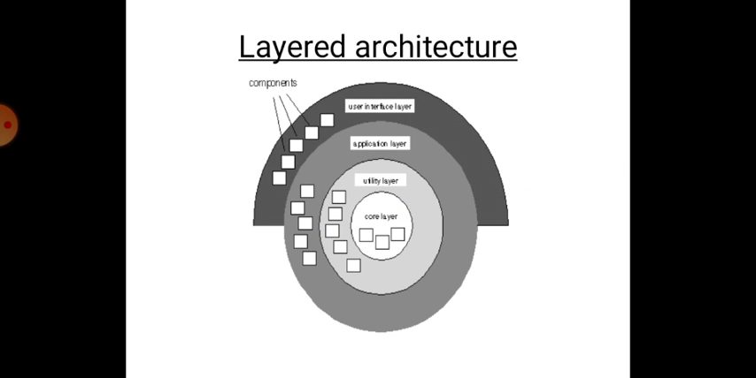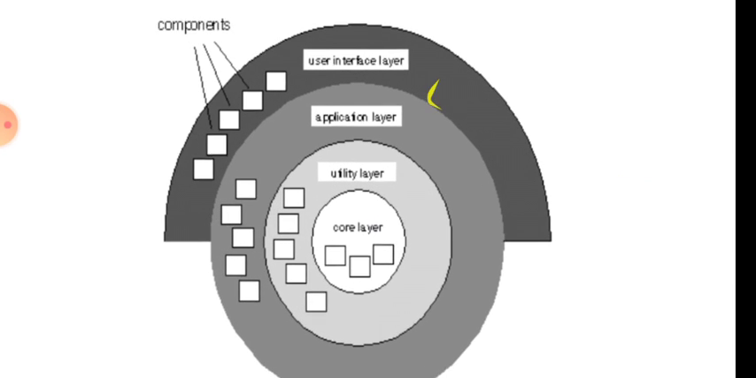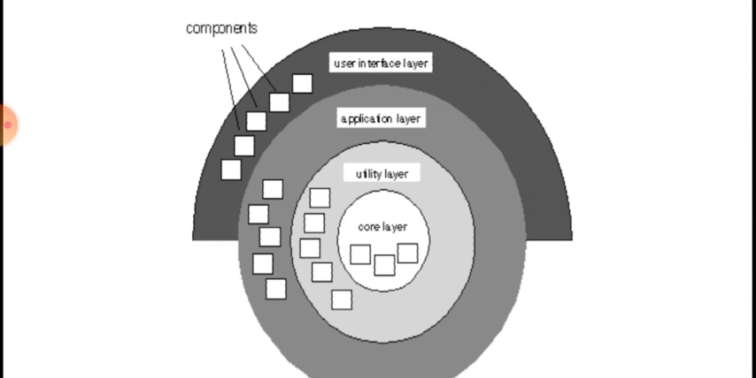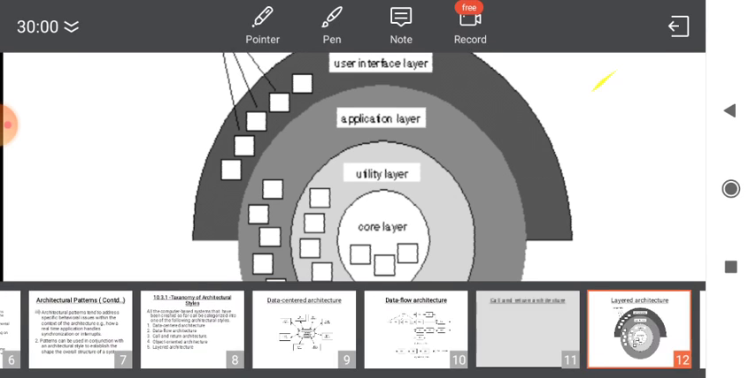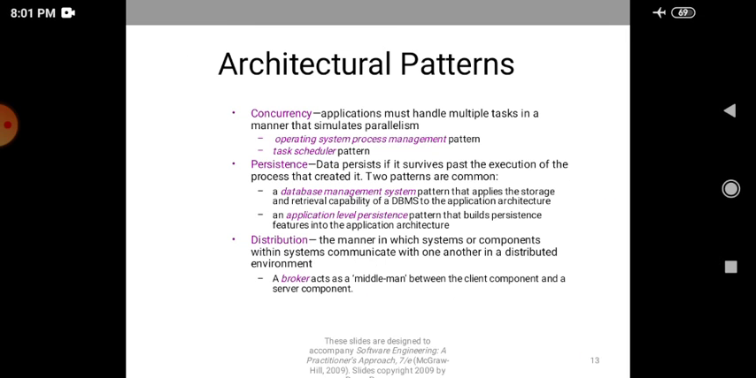In the next category, that is layered architecture, you can see that various layers are there and each layer has different components. For example, the core layer is the innermost, then you get the utility layer, then the application layer, and the outermost is the user interface layer. So with this layered architecture, you can develop a system which more easily interacts with the user. Now we'll go to the architectural patterns.